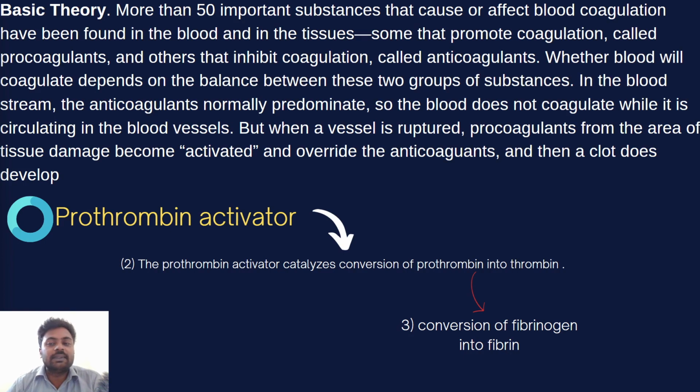The third step is conversion of fibrinogen to fibrin, the formation of the clot. Fibrinogen is a high molecular weight protein that also circulates in the plasma in a concentration of 100 to 700 milligrams per deciliter. In liver diseases, fibrinogen synthesis also decreases in the liver.